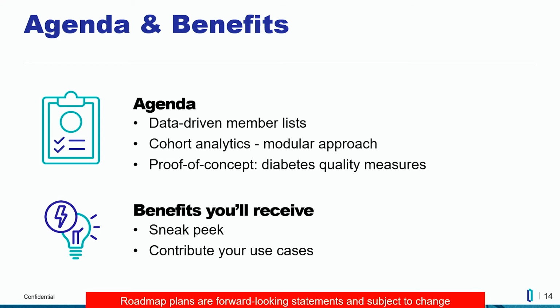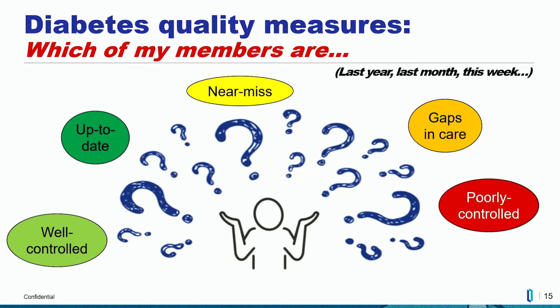So if we go to the next slide, we're going to use diabetes as our example here. And many organizations, whether they're payers or providers, or in some way involved in accountable care relationships, are trying to figure out which of my members are well controlled or up to date in areas that are important for diabetes. Or on the right side, who are the ones that are poorly controlled or they're overdue for tests, or maybe they're even just in a near miss category, but I want to identify them. So it's a question of, how do I find those members?